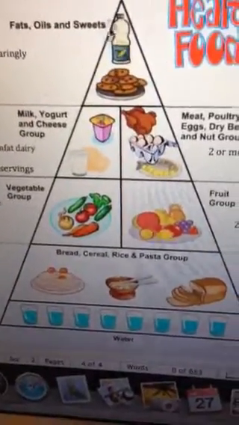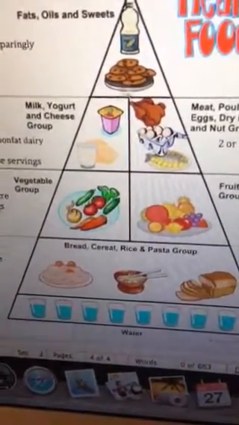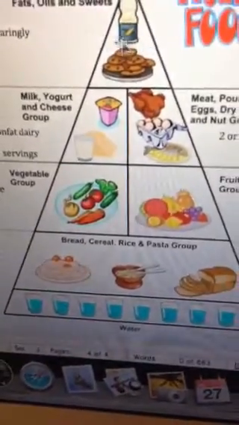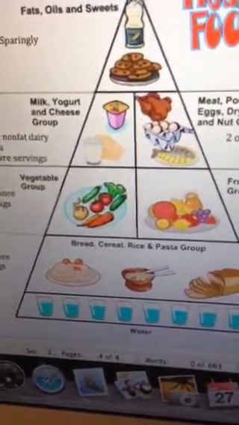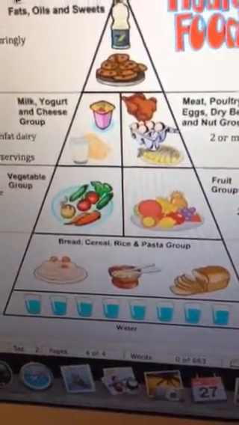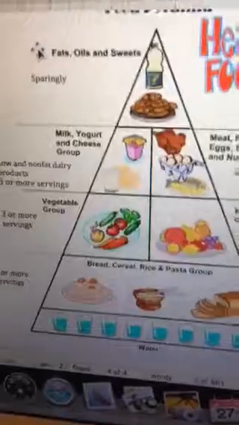So the last, very top, tippy top of this pyramid is the things that we should eat the least of. So these are fats, oils, and sweets. So what are some of the things that we can think of that would fall in this category? So maybe oils, like peanut oil and donuts and candy and soda, things with lots of sugar. They taste really good, but they're not the best for you.